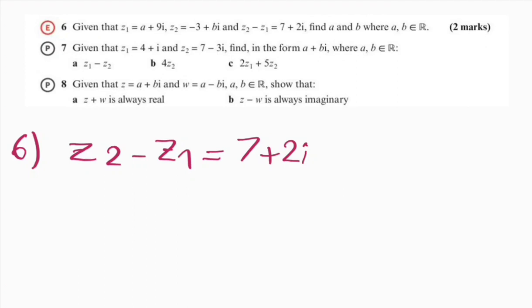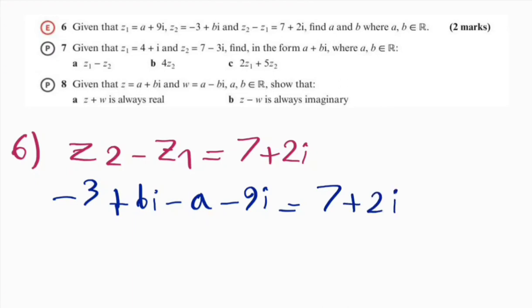So it's very simple, because we know the values, so let's just write this in another form. We know that z2 is minus 3 plus bi, and z1 is a plus 9i, but it's minus z1, so it will be minus a minus 9i, and this is equal to 7 plus 2i. Now let's simplify the left hand side.